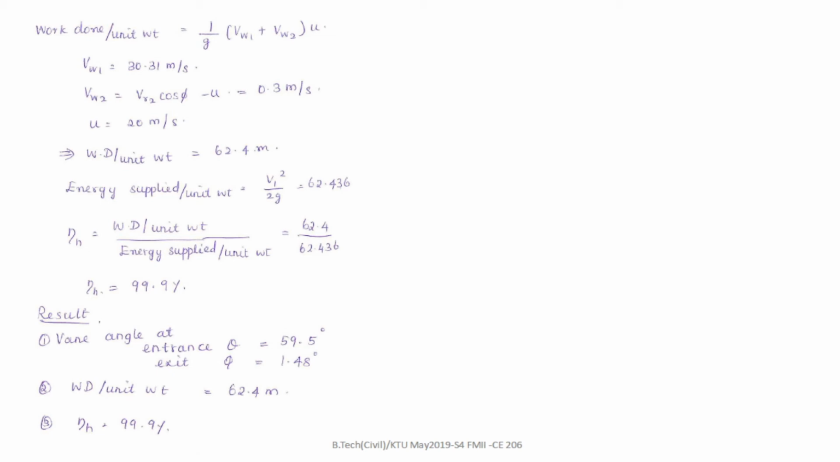And the energy supplied is equal to V1 square divided by 2g. Both the values we know. So you have to substitute them and you can find the answer. And after that you can find out eta H. So finally we got the efficiency of 99.9%. So finally you have to write down the result: vane angle at the entrance theta is equal to, at the exit phi is equal to, work done per unit weight and eta H. So hope you all understood.